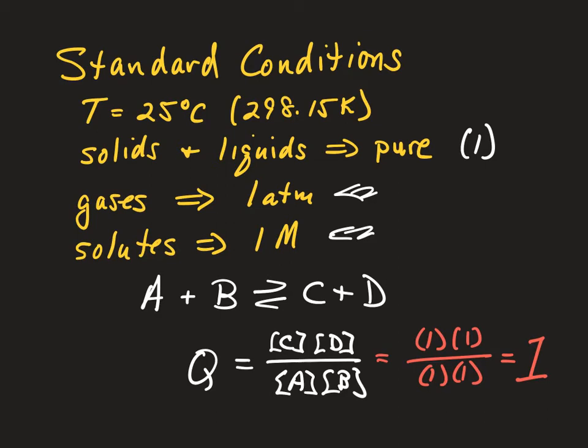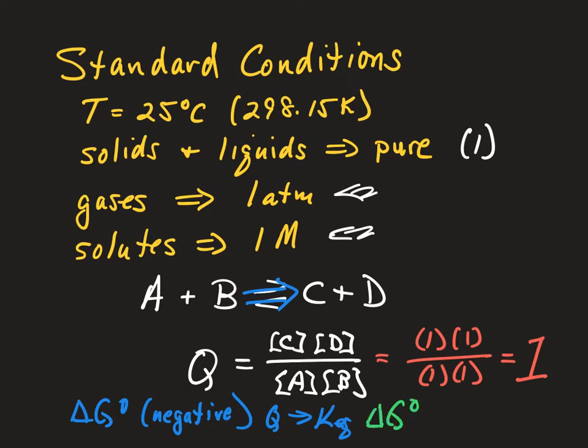And so if delta G0 is negative, that tells us the reaction is going to move toward that direction for Q to approach the equilibrium constant, right? The reaction will go forward, and so that tells us the equilibrium constant will end up being greater than 1.